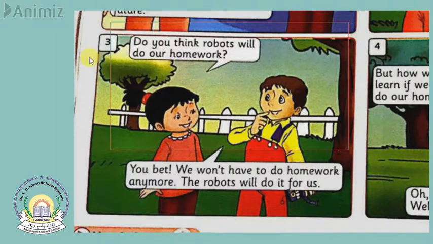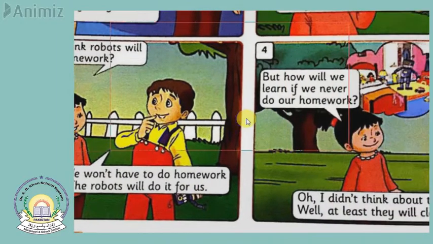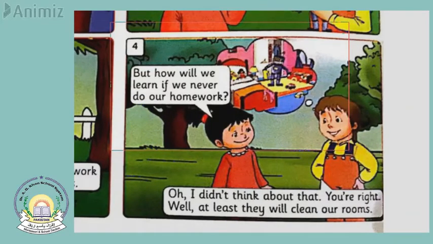So now let's go to dialogue number 4. So now Sarah says, but how will we learn if we never do our homework? So that's also a good question. If we are going to rely on robots for everything, then we won't be able to learn anything. So we can't tell our robots to do our homework, because then we won't be able to learn anything. So that's a bad thing.